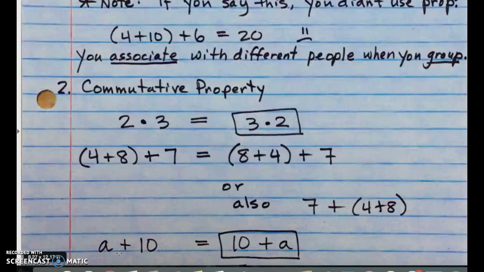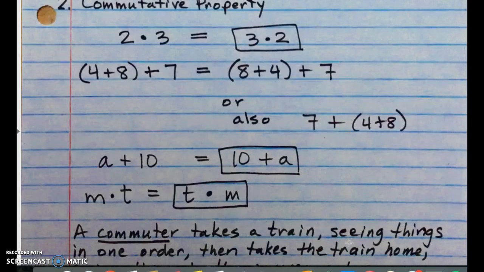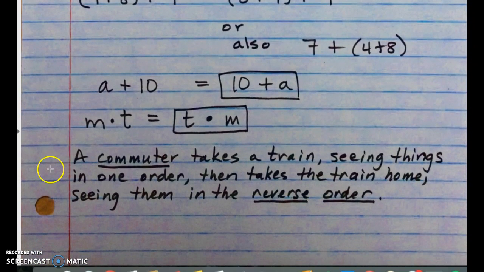Here's another one with the commutative property. A plus 10 is 10 plus A. Think about this. A commuter goes to work and then comes back in the opposite order. So M times T is T times M.